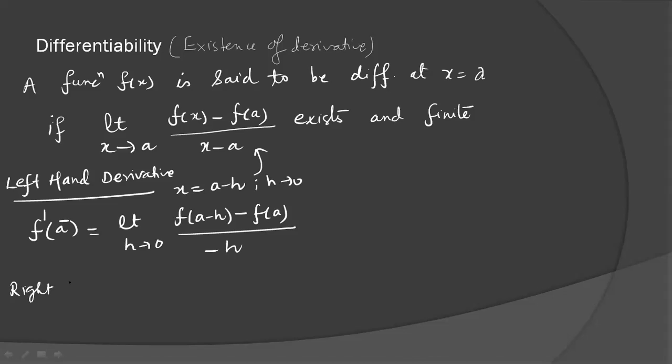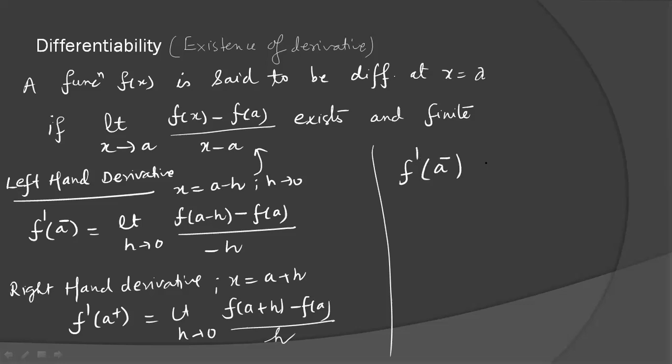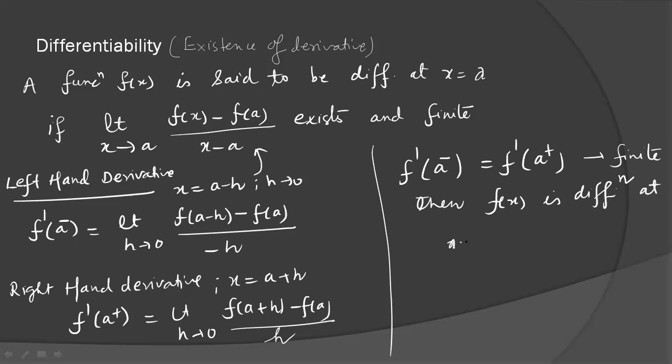And what about the right hand derivative? The right hand derivative will look like f dash a plus. In that case you have to put x equal to a plus h. It will become limit h tending to 0, (f of a plus h minus f(a)) over plus h. If the left hand derivative and right hand derivative are both equal and finite values, then f(x) is differentiable at x equal to a, at any point x equal to a.